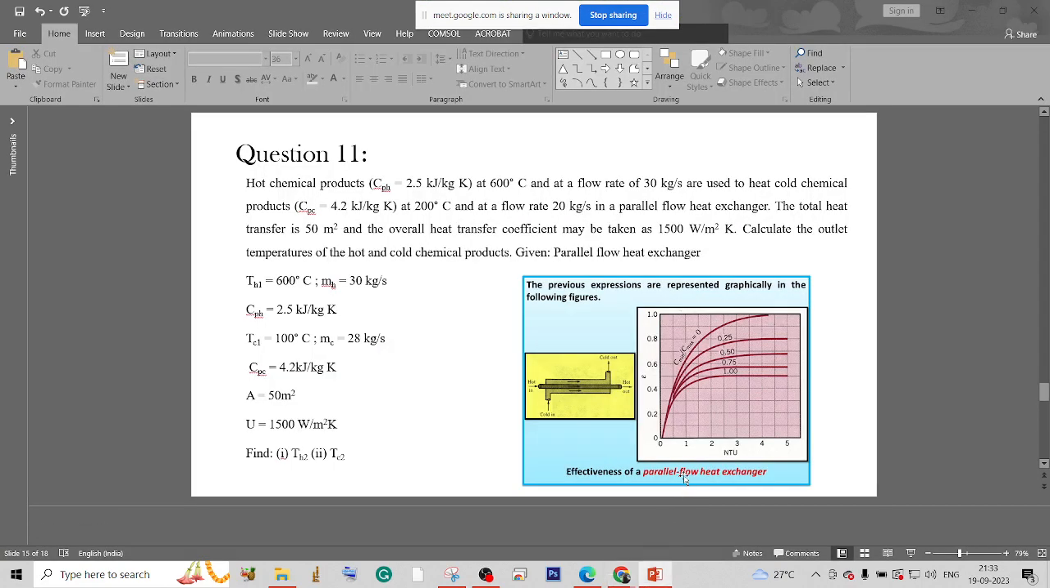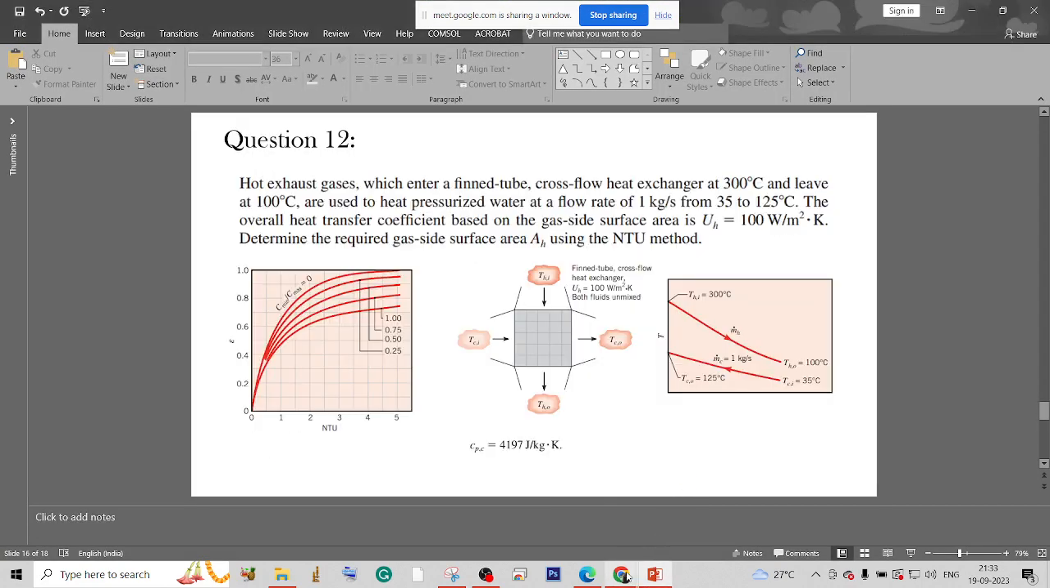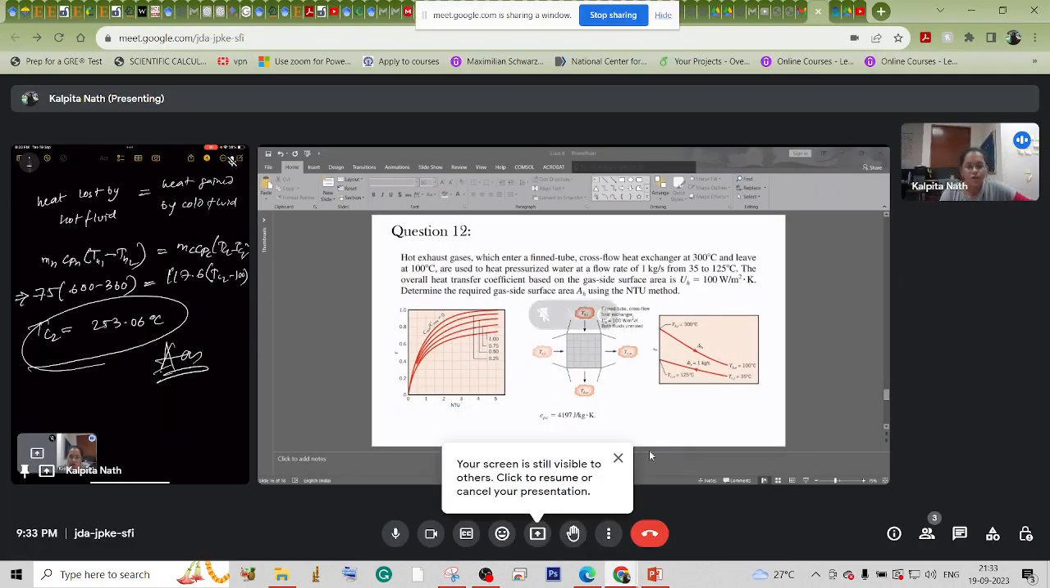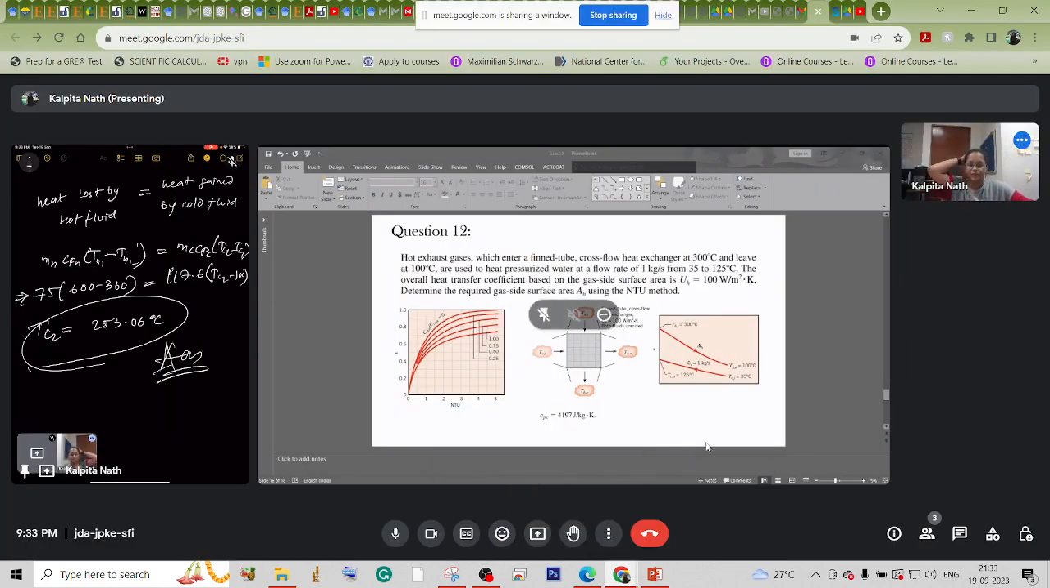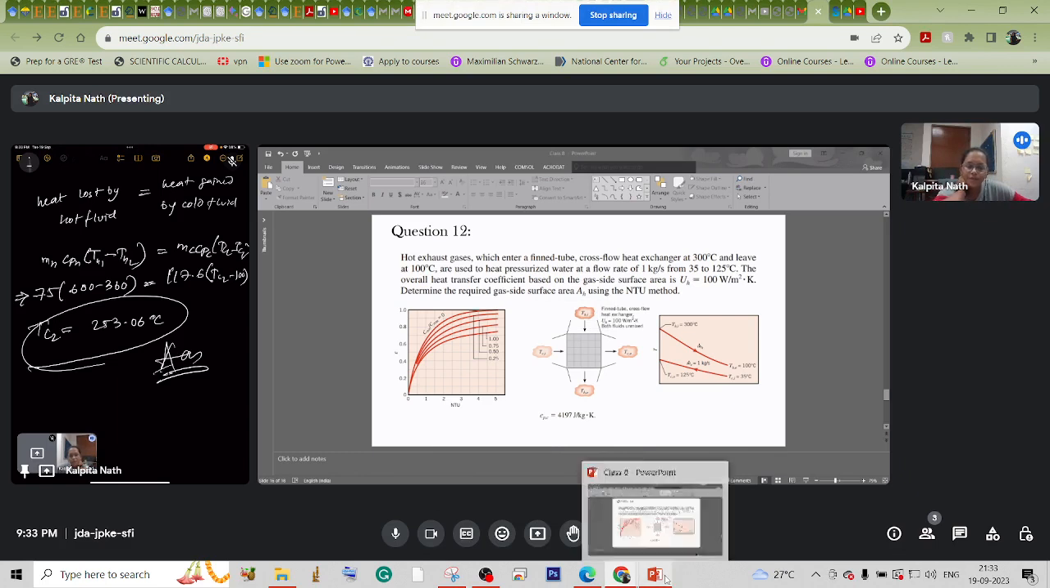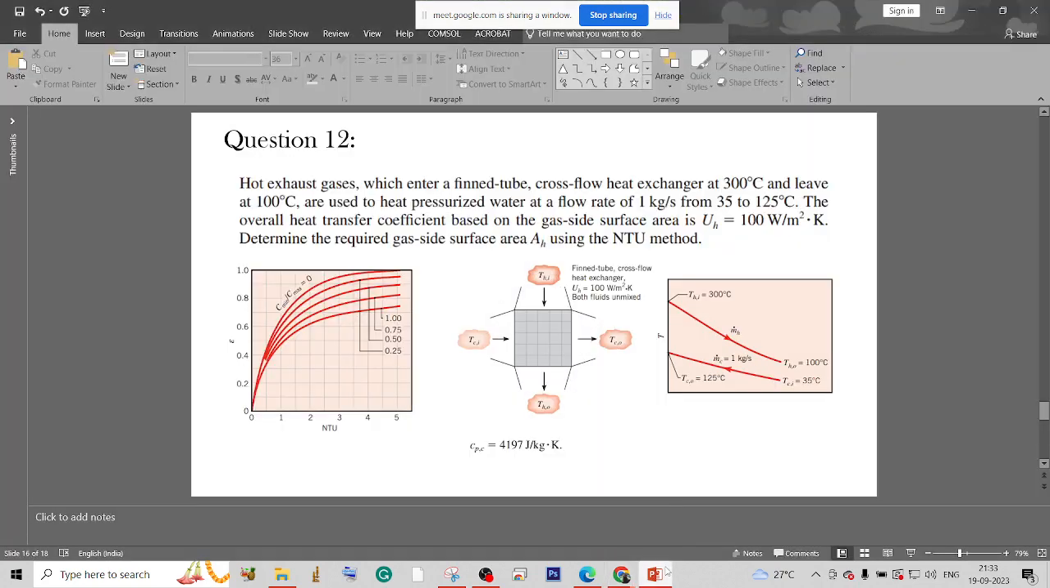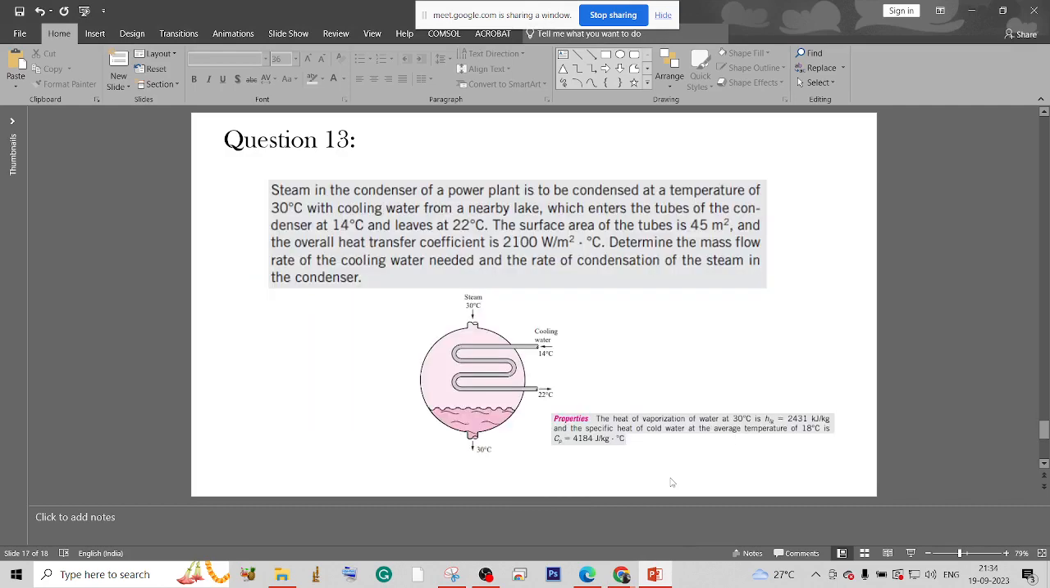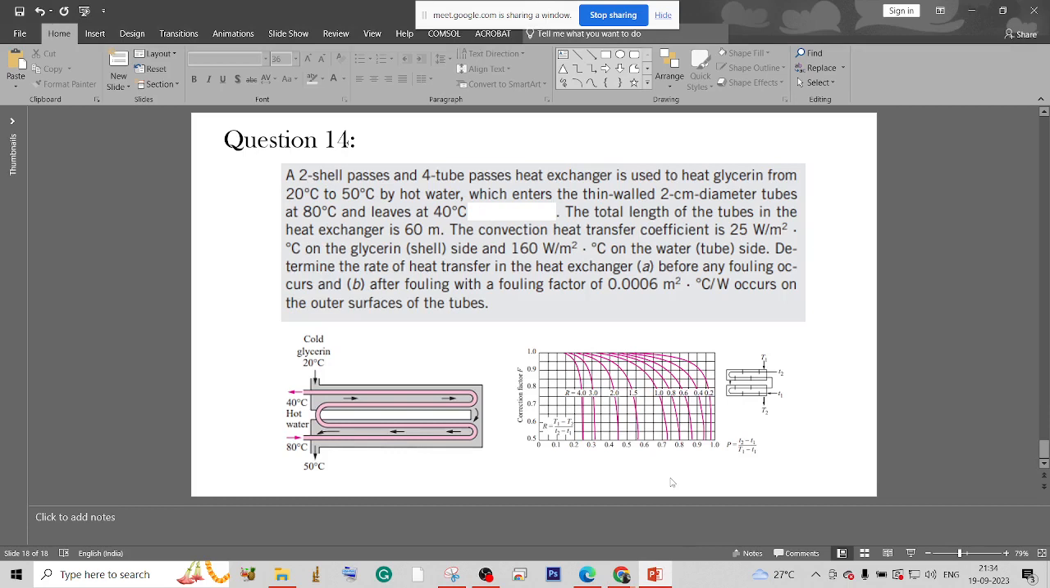I'll show you the next questions for 2 minutes, and I hope you will solve this like this. This is the question number 12. For the next 1 minute, I'll show you the next 3 questions, and I hope you will solve this at home as homework, and we'll discuss about this in the next class. Okay. This is 12. This is 13. This is 14.